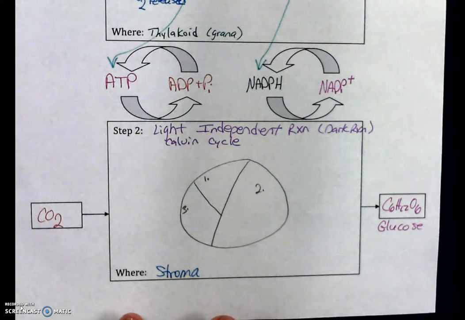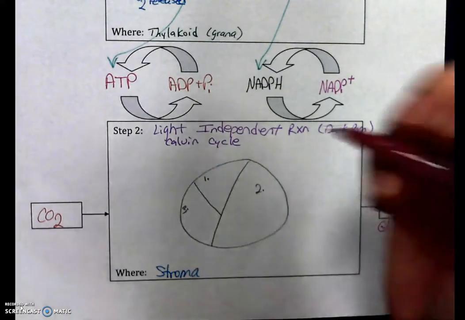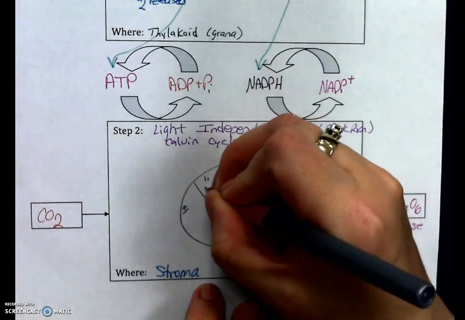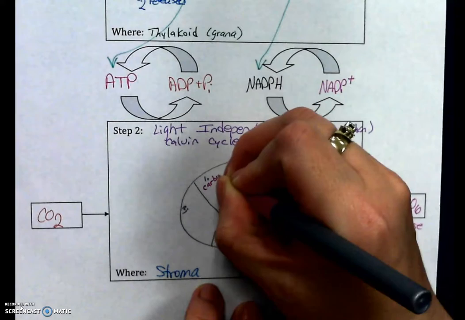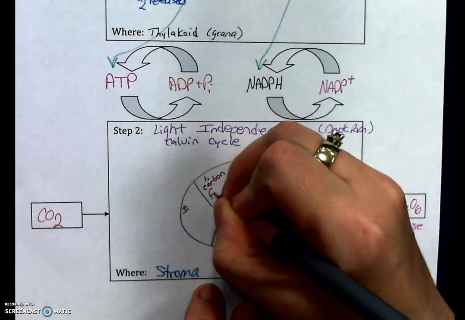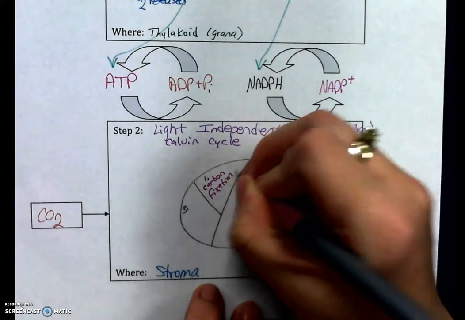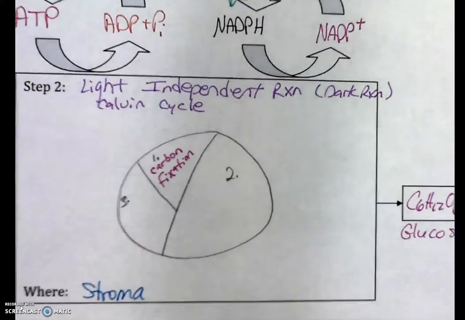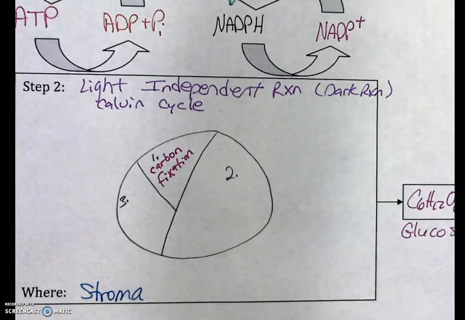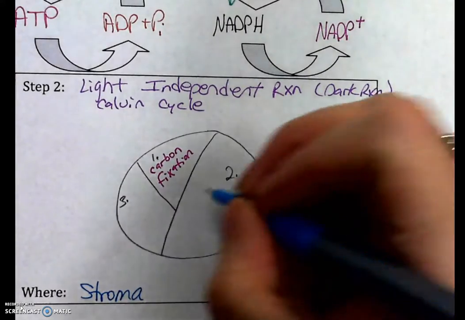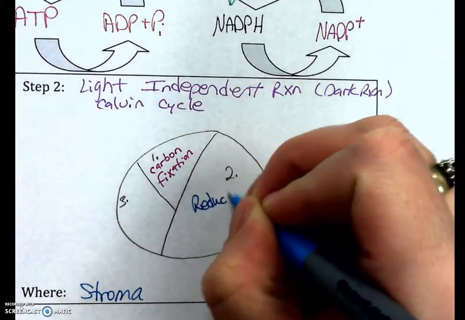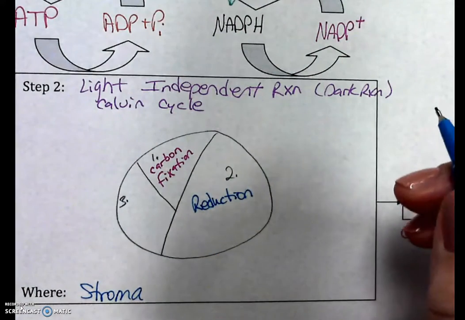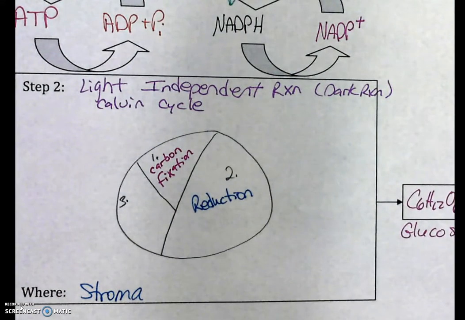In this case, I'm not being precise, and the size doesn't mean that one is that much bigger than the other or that much longer. It's just the way I drew it. So remember, carbon fixation is phase 1. And phase 2 is reduction. And phase 3 is regeneration.